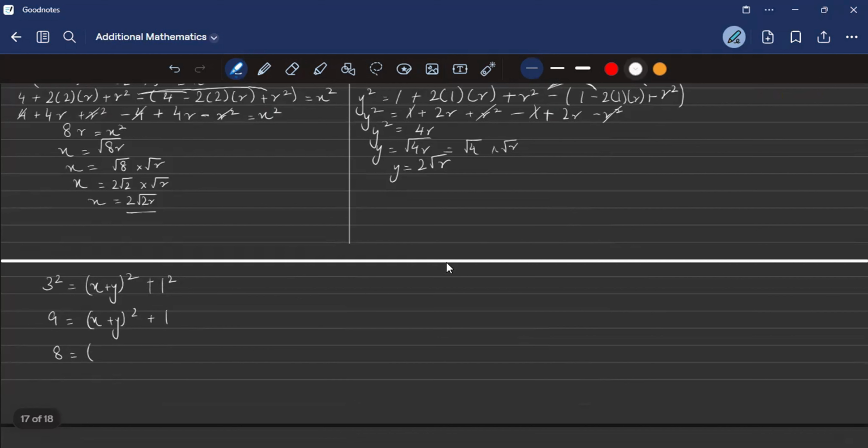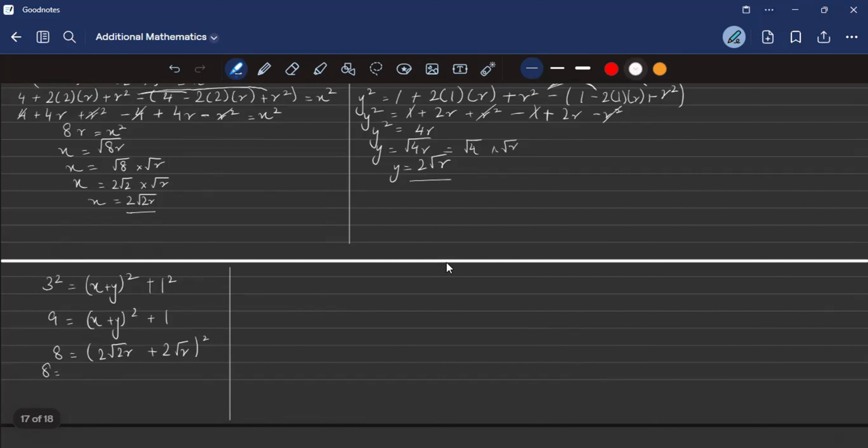of x and y. We have found out here x is equal to 2 under root 2r and y is equal to 2 under root r. So we have got x, 2 under root 2r plus 2 under root r whole squared is equal to 8. I'm going to simplify this further. I'm going to use my quadratic identity here.